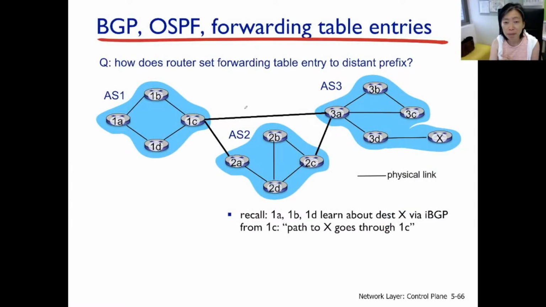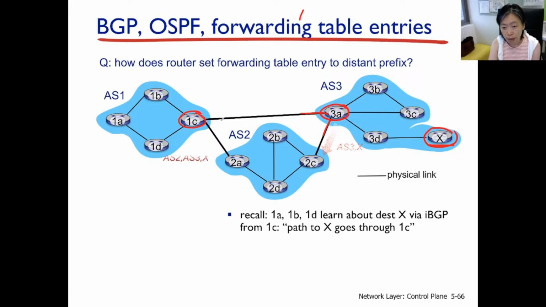Let me borrow example 2 here and continue to talk about how a router sets up a forwarding table entry for a destination outside of the AS. The scenario is the same, the destination being X. 3A, the gateway router of AS3, has 2 eBGP connections, therefore 1C here can potentially receive 2 AS paths. And 1C, according to example 2, chooses the shorter AS path.